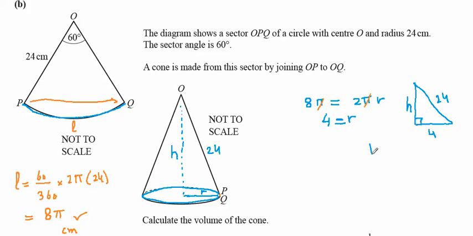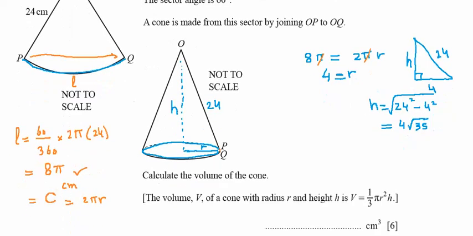So it means h will be equal to hypotenuse square minus the length square, and then the square root of that value, which is equal to 4 root 35. Better to keep it exact because it's not the final answer. Only the final answer will be rounded to 3 significant figures. So keep it in square root form. So this is the height of the cone, and now we will be able to find the volume.